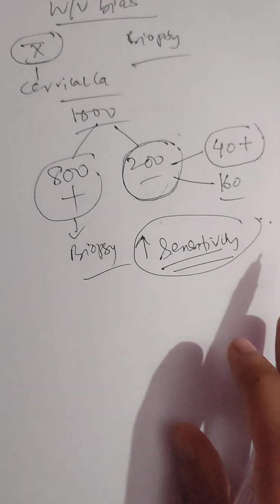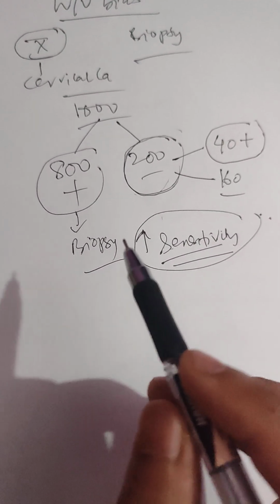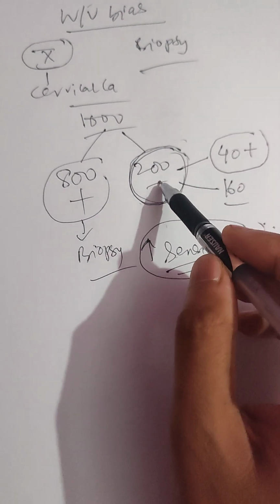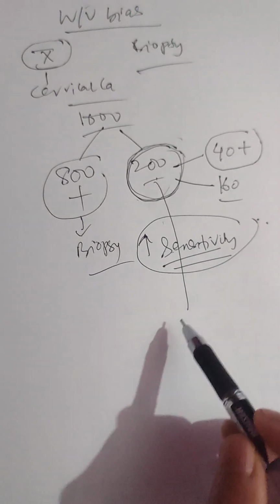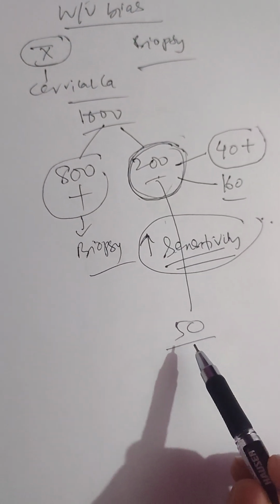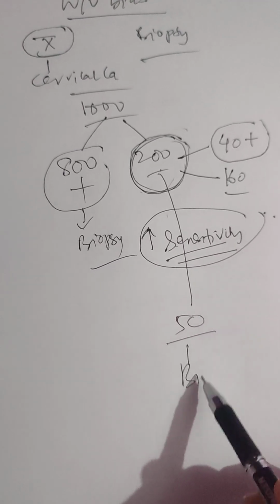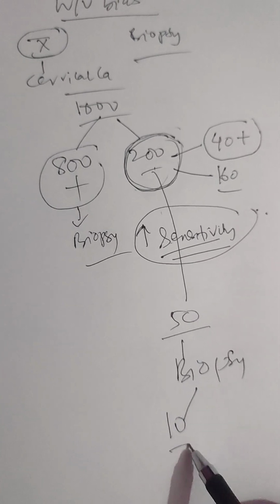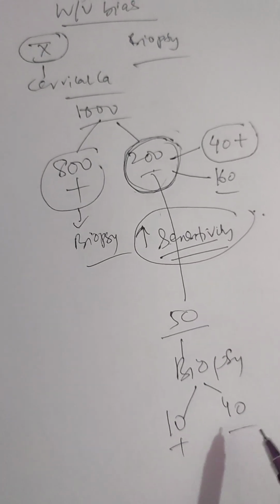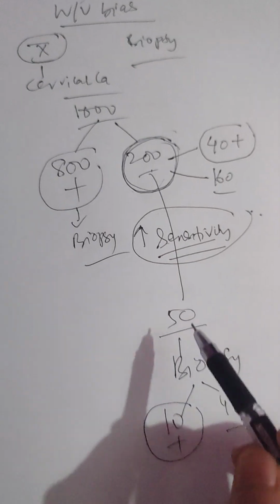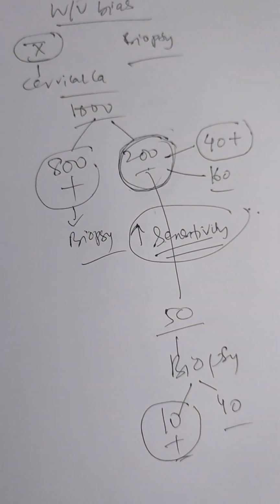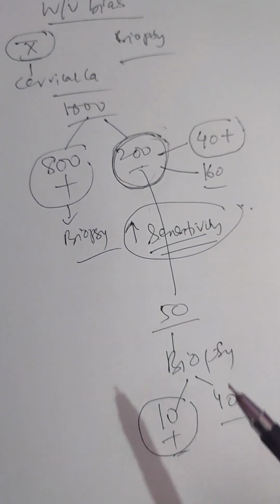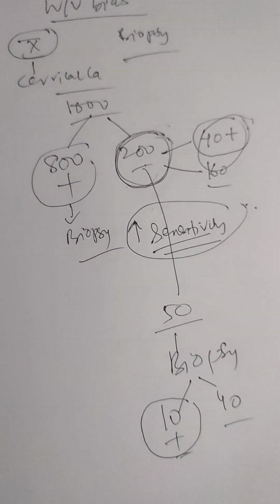So how to avoid this type of bias? For that you have to select some random samples from these categories. Let's suppose from the 200 you selected 50 cases, and you subject these 50 cases to biopsy, and the biopsy report showed that among these 50 cases, 10 had cervical cancer and 40 do not have cervical cancer. So among 50 cases you are seeing that 10 have cervical cancer. So if you extrapolate to the 200, about 40 have cervical cancer, right?